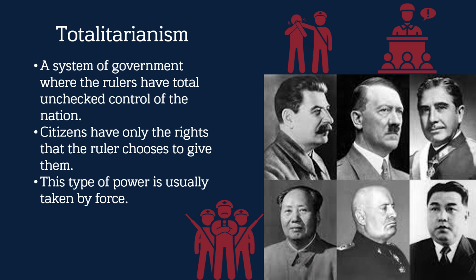Totalitarianism, a system of government where the rulers have total, unchecked control of the nation. Citizens will generally only have the rights that the ruler chooses to give them, and this power is usually taken by force, whether it is through revolution, such as we've seen with Stalin, Hitler, Franco, Mao Zedong, Mussolini, or Kim Jong-un, right? They are all examples of totalitarianism.